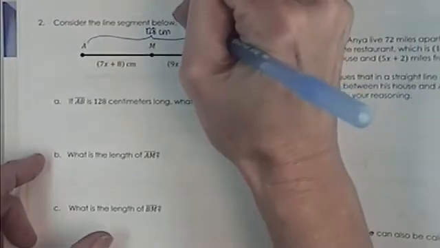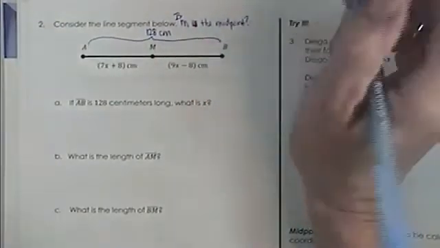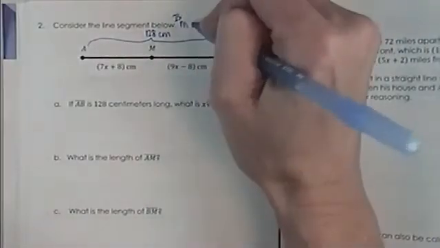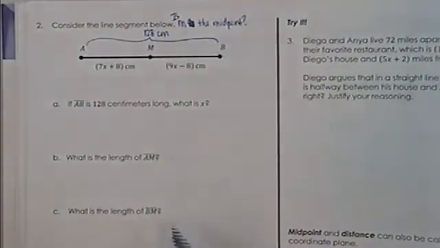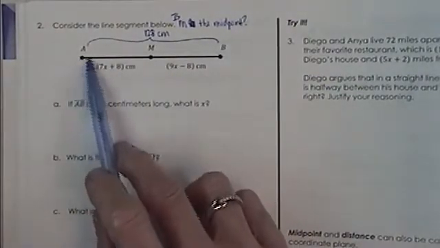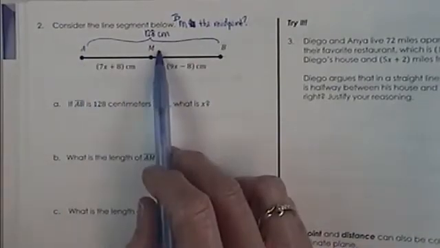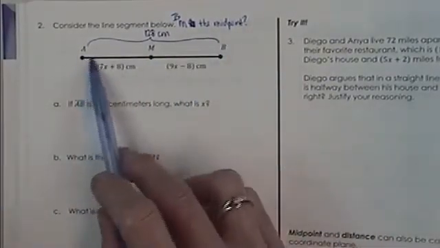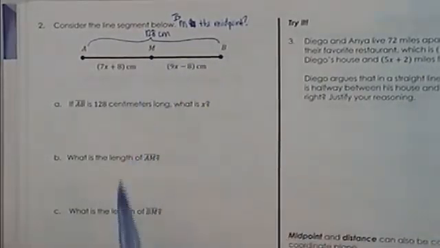Is M the midpoint? That is what we're going to be looking for later on. Right now we know for a fact that whatever this length plus this length is going to equal 128 centimeters. And later on, we're going to determine if this is equal to that and that M is our midpoint. That's where we're going with this.